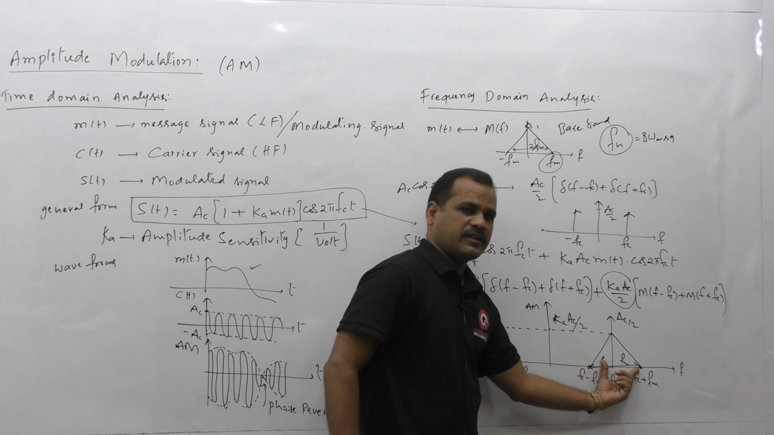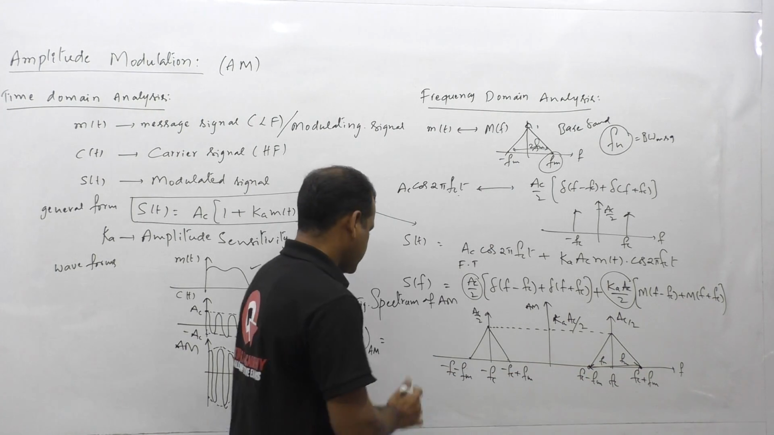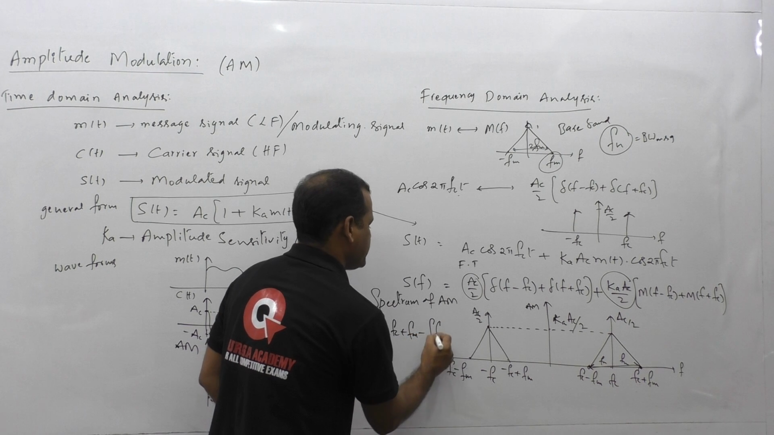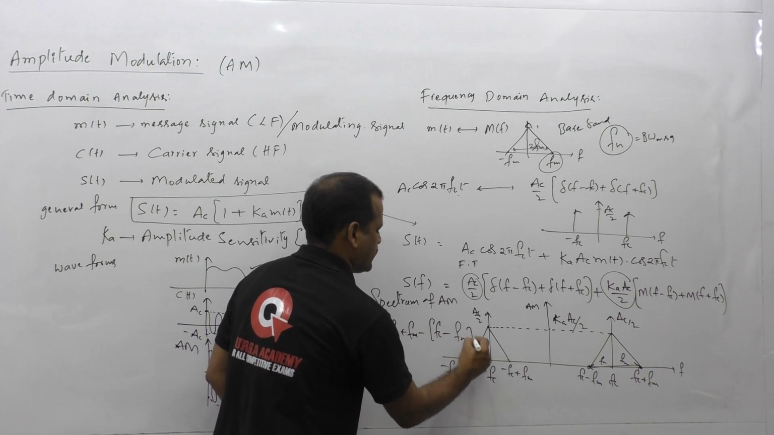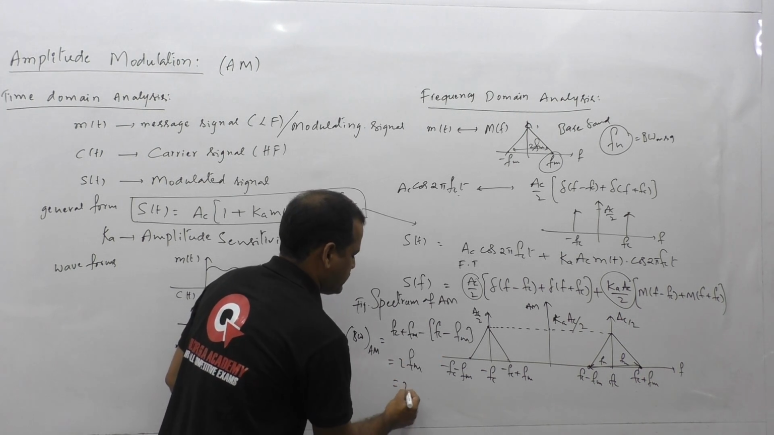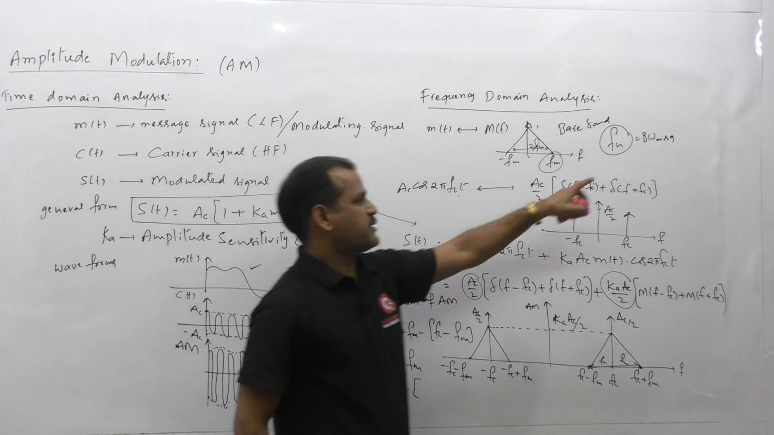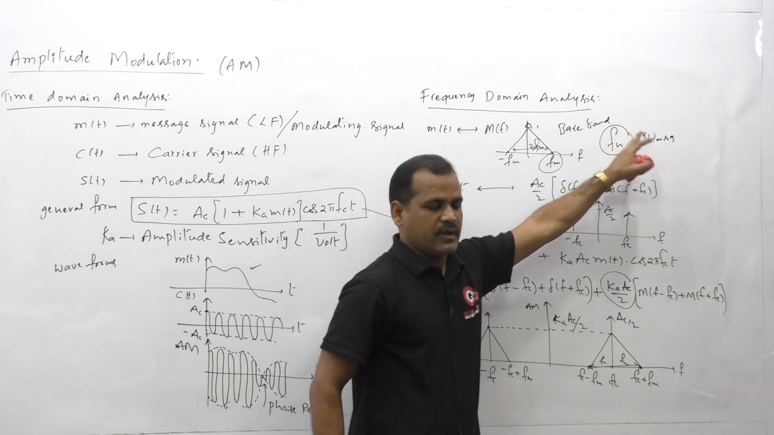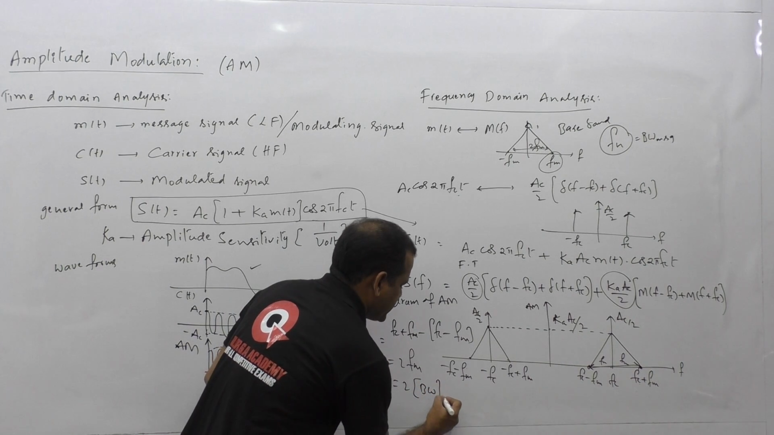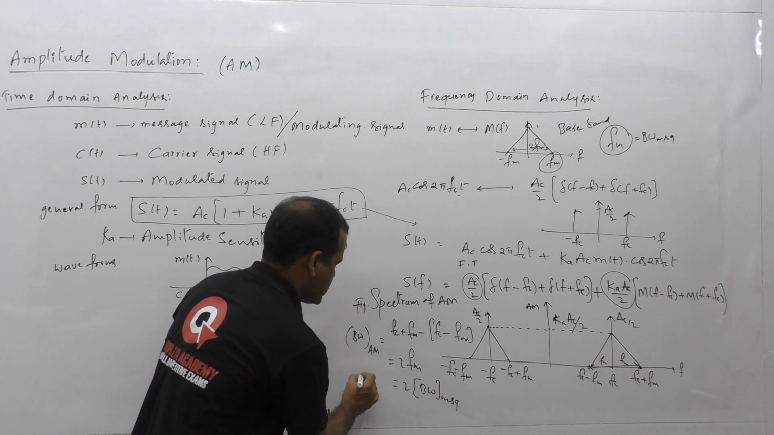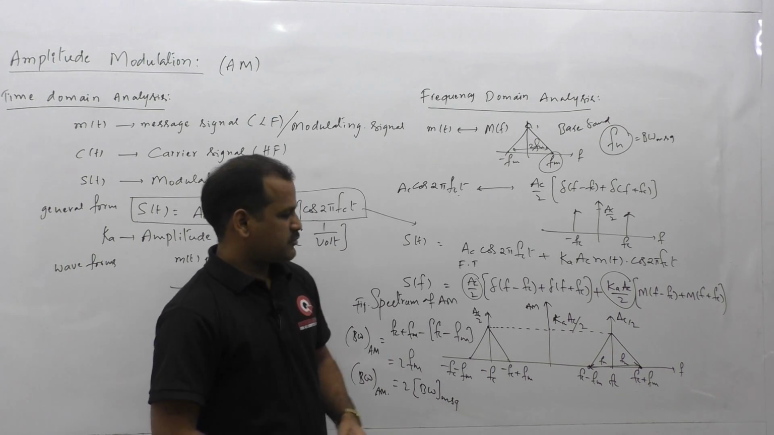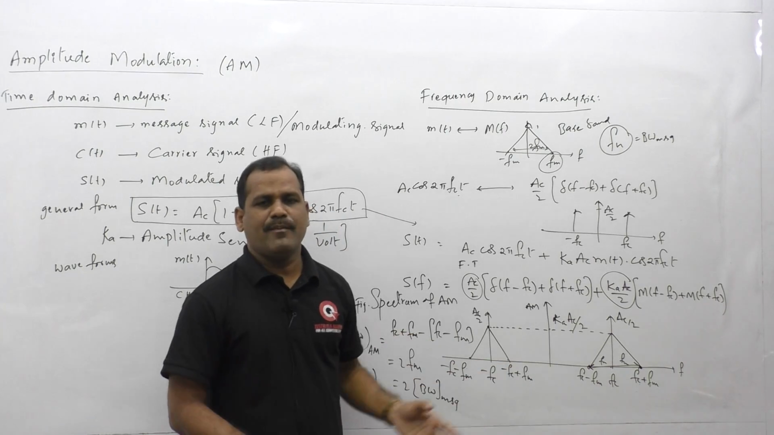Now if you find the bandwidth of the AM signal here, the width of this function, that is fc plus fm minus fc minus fm, here fc gets cancelled and we will get 2 fm. That means 2 times fm, which is 2 times the bandwidth of the message signal, is the bandwidth of the amplitude modulated signal. So this is the frequency domain analysis for this amplitude modulated signal.